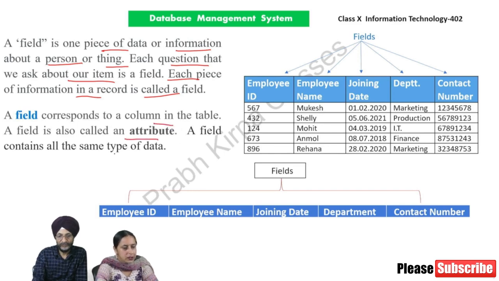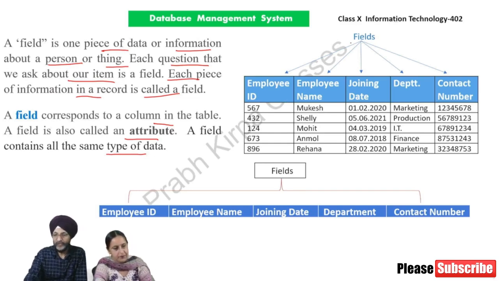A field is also called an attribute. A field contains all the same type of data. Here in this table, you can see that there are 5 fields, as has been clarified in this picture. These are the 5 fields. Fields are also known as columns, or these are also known as attributes.